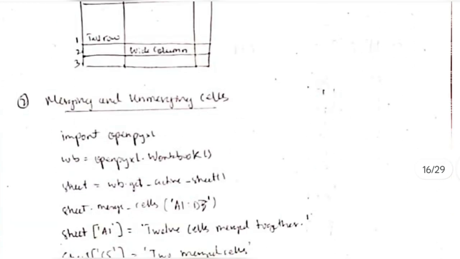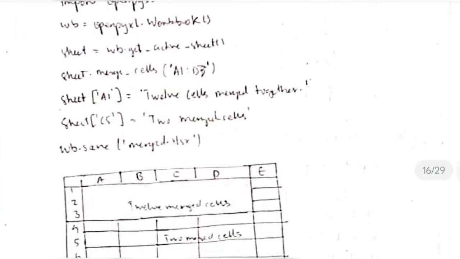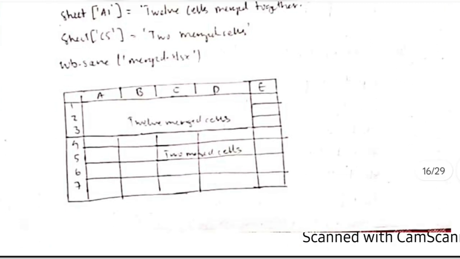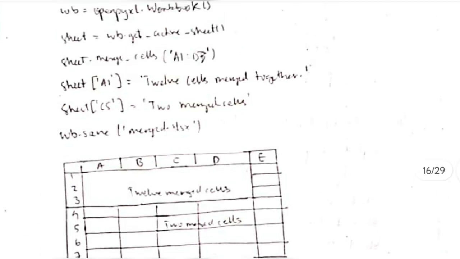Okay, and after that we have the merging and unmerging cells. Merging means joining together. If you want to merge the cells, what we will do is we will use the merge cells command. Okay, so here which cells you want to merge, from A1 to D3. From A1 to D3 all will be merged. Okay, and to merge cells from C1 to C5 to D5, okay, so that will be also merged. Okay, so this is how you merge the cells.